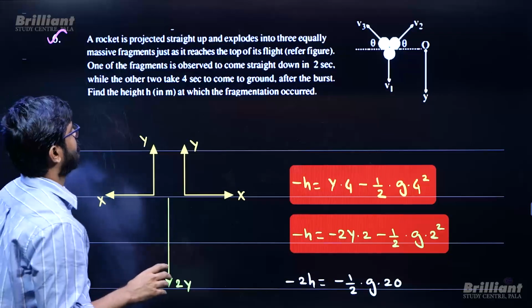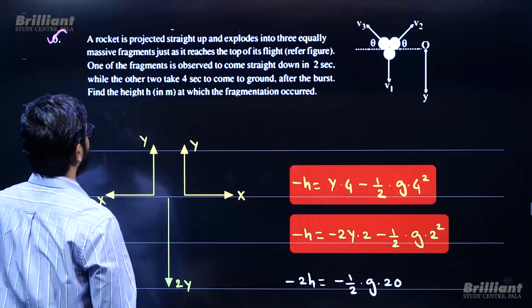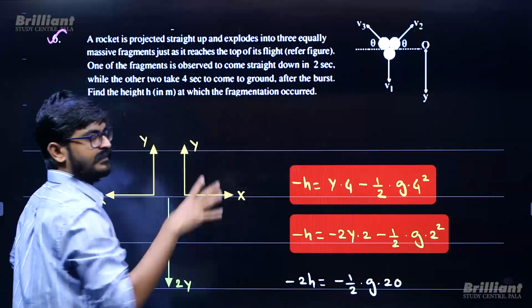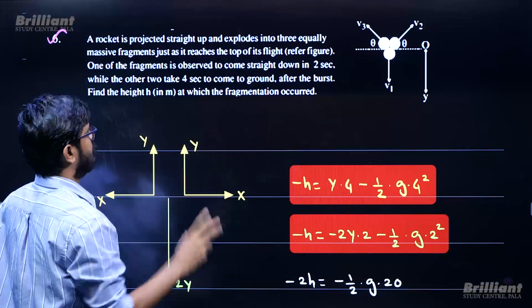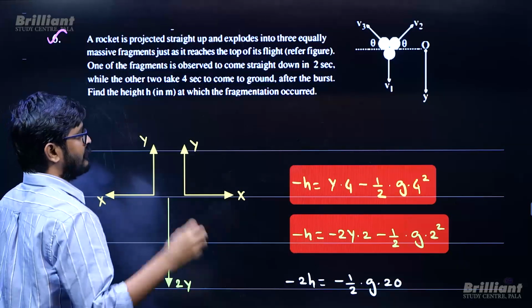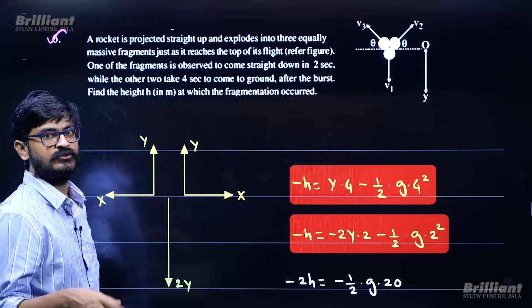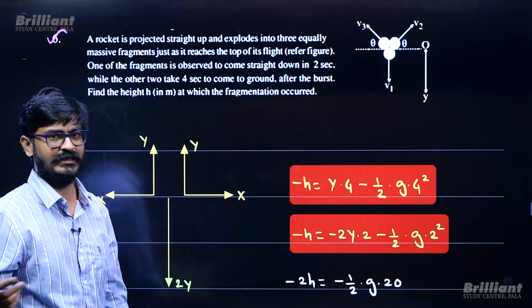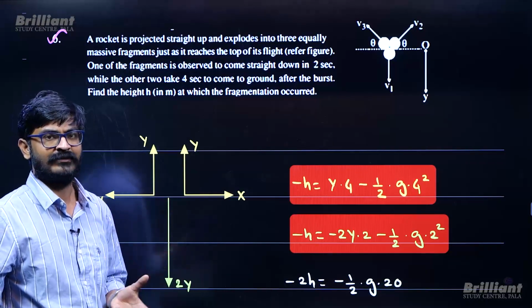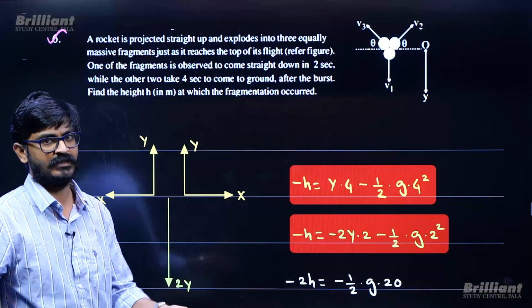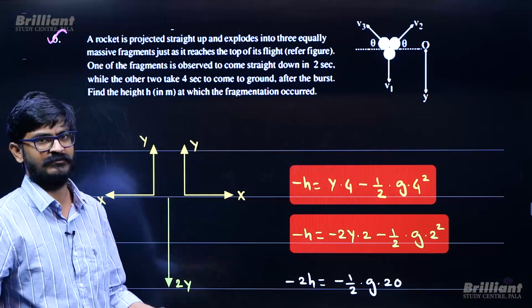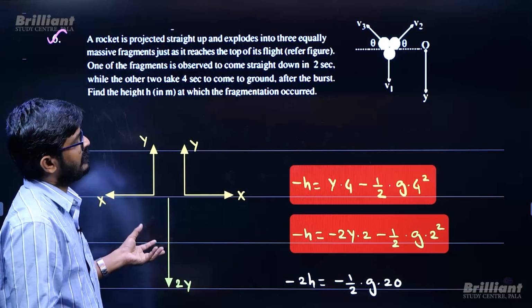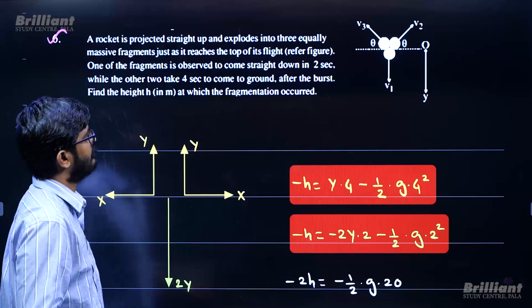A rocket is projected straight upward and explodes into 3 equally massive fragments just as it reaches the top of its flight. See, at the top of its flight, velocity is going to be 0, so momentum is going to be 0. Now, the explosion is going to happen for a small amount of time, so gravity is not going to change the momentum of the system significantly because gravity is non-impulsive. The other way of saying it is, finite forces acting for a small amount of time are not going to change the momentum of the system significantly. You can get it from integral F dt equals change in momentum. So momentum just before explosion and just after explosion is going to be 0.